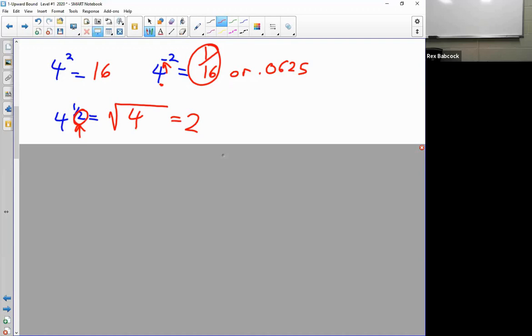Could I do it on the calculator? Yes, but it's a little different. I would say 4 caret. And since I'm going to have to do more than one number, I would put in this 1 divided by 2. I'd use parentheses after the caret key. And it'll tell you 2. So fractions are roots.